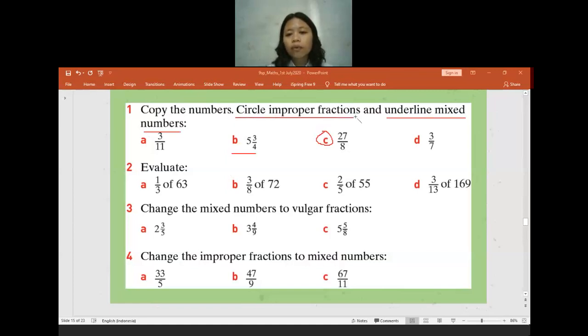Is there anyone confused or am I going too fast? No? Okay. If no one is confused, is there anyone who wants to help me? What is the question of 2A? 1/3 of 63, how many will it be? 21. Okay. 3/8 of 72, how many will it be?